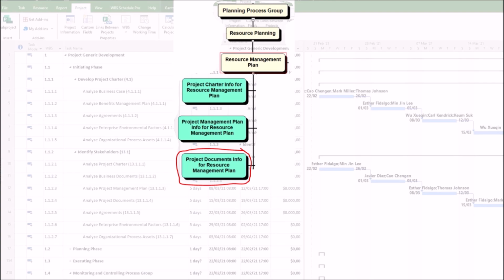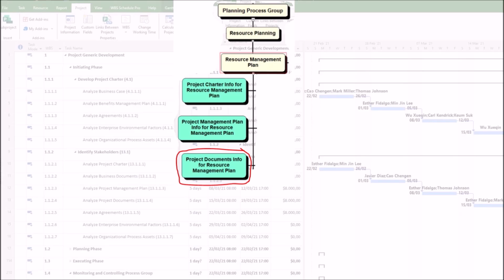Fourth, assumption log documents assumptions about resource availability, cost, skills, and physical resource lead times. These assumptions form the basis of the plan and must be tracked. Fifth, activity attributes provides detailed information about activities that help identify the necessary resource types and skills.